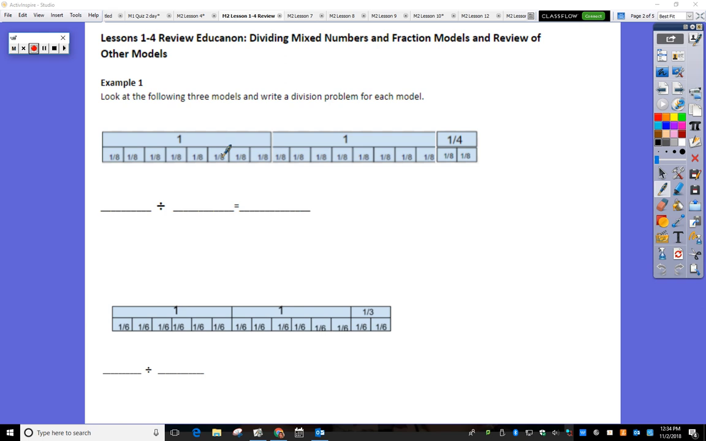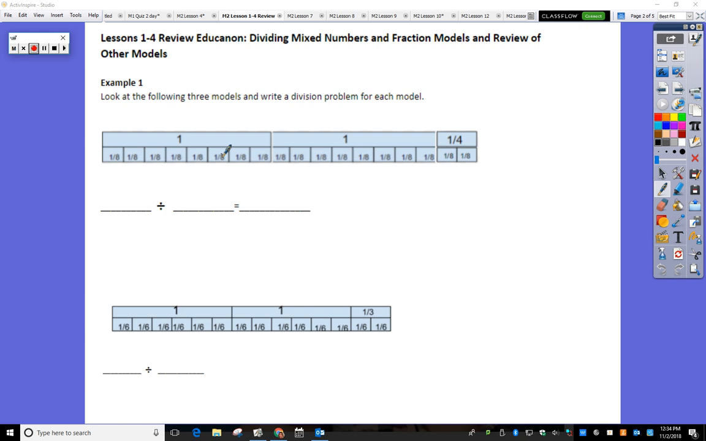In this lesson, we are going to be reviewing some models that we've done. We're also going to do a little lesson at the beginning here on mixed number models and what they look like. So there's a couple of different ways that we might see some division models with mixed numbers.